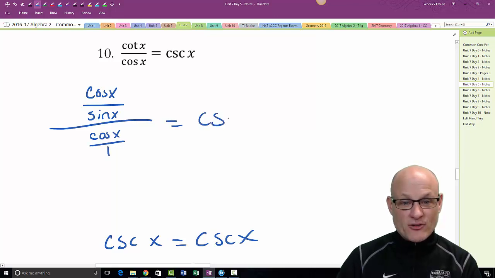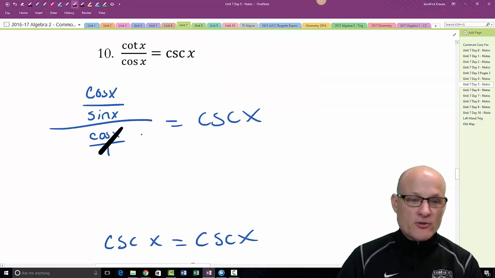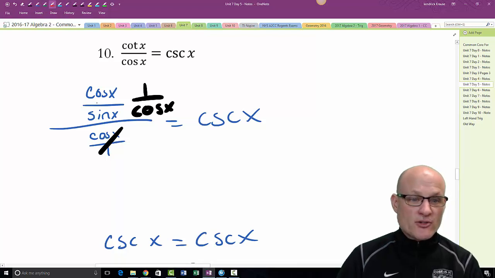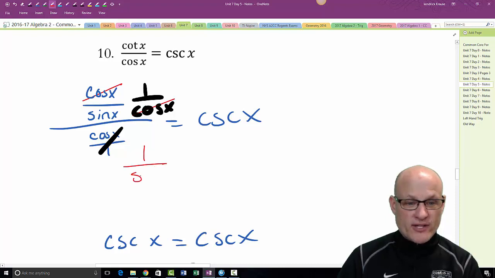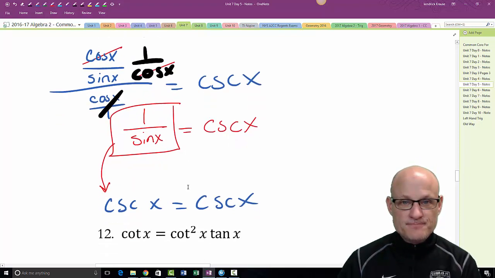I know you hate fractions, but make everything a fraction. Because that one rule of multiplying by the reciprocal is going to help out. So we're going to multiply by the reciprocal, which is 1 over cosine x. Man, that is one fat black marker right there. That's not going to work. So this cosine cancels with this cosine. It leaves me 1 over sine x equals cosecant x. Well, 1 over sine is cosecant, so I'm done.